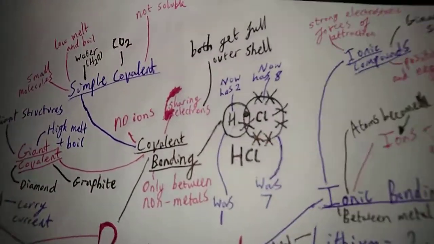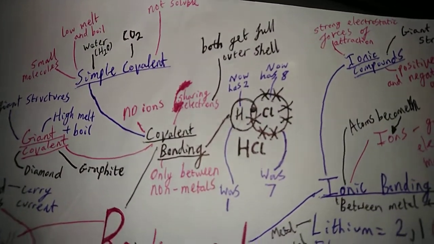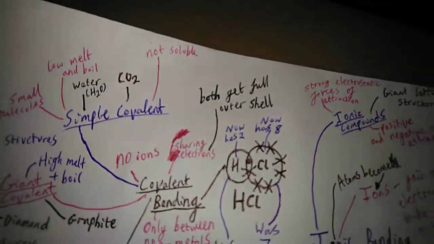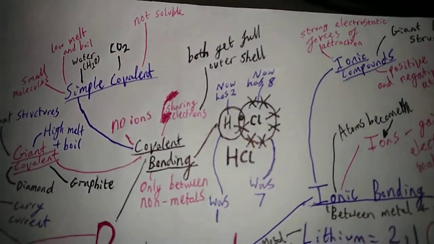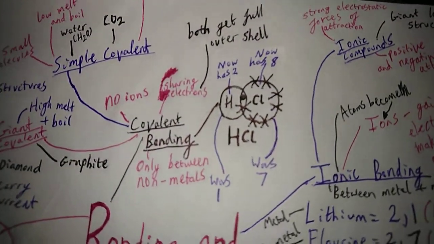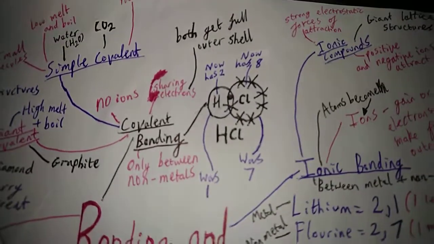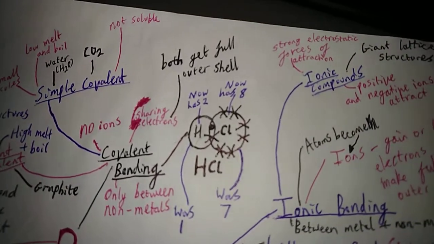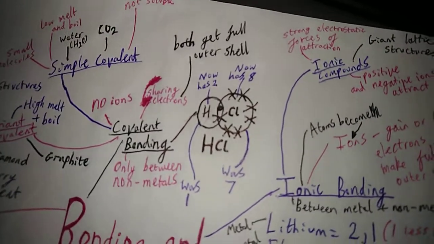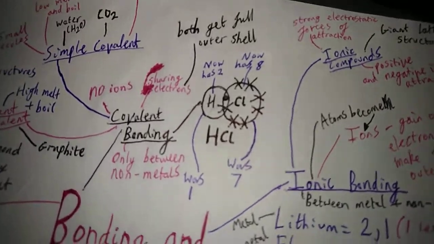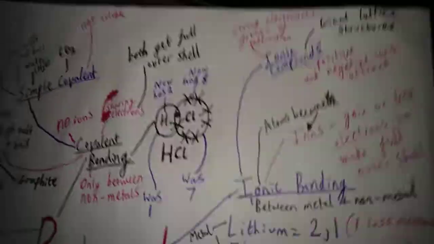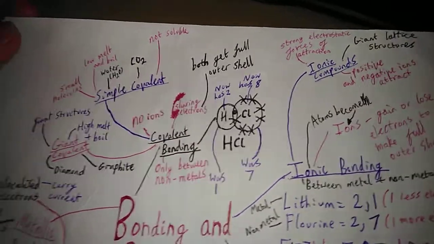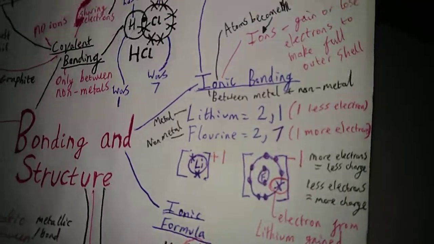So basically, covalent bonding doesn't involve any ions, and it's only between non-metals. Electrons are shared between the non-metals until they both have a full outer shell. So if you see this, hydrogen was 1 and chlorine was 7. Now it turns to hydrogen chloride, and the H now has 2 and the Cl now has 8, which makes them both form full outer shells, whilst staying as one thing instead of ions.